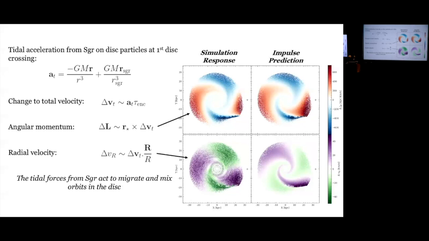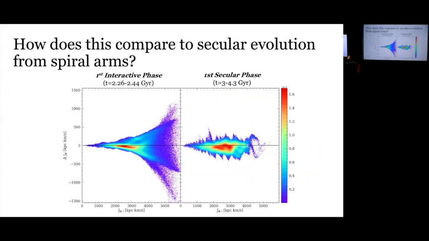And even though you initially probably wouldn't think of the encounter with Sagittarius as an impulsive encounter, the impulse approximation does seem to do quite well at reproducing the global quadrupole response of the disk to encounters with Sagittarius. So I think the next natural question to ask is, how does this compare to secular evolution?